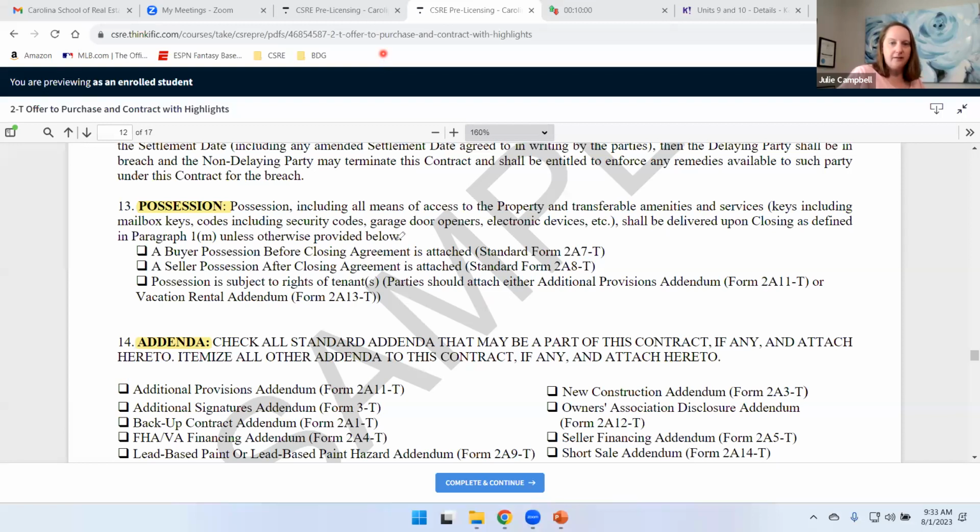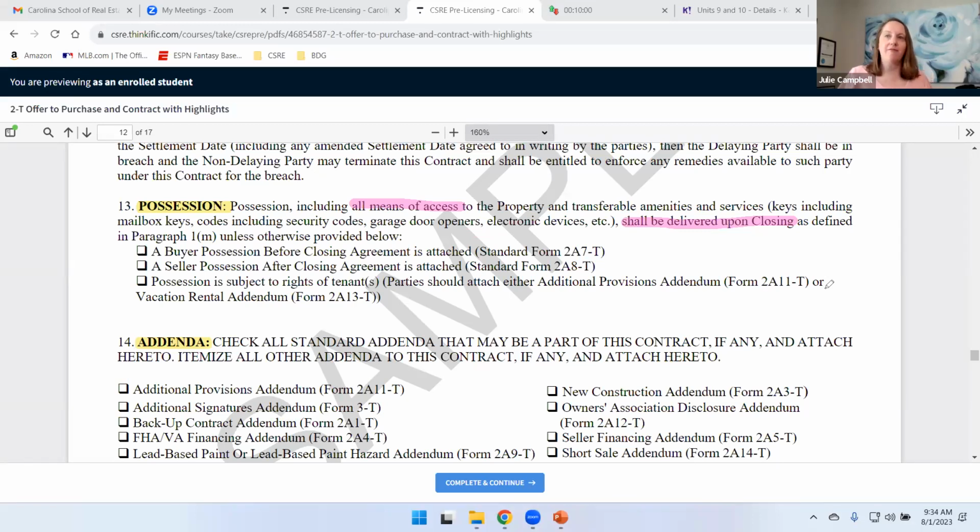Possession of the property, including all means of access. So keys, mailbox keys, security codes, garage door openers, all access to the property shall be delivered upon closing. Buyers should not be getting keys at settlement. Buyers should be getting keys when that deed records after closing.